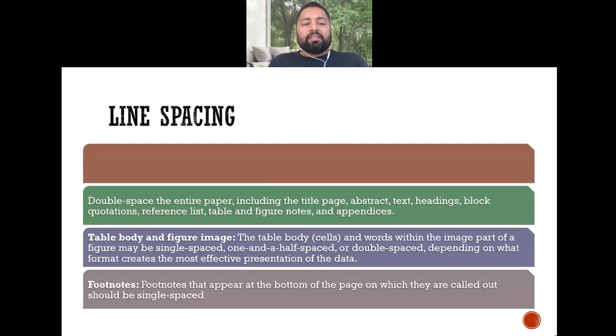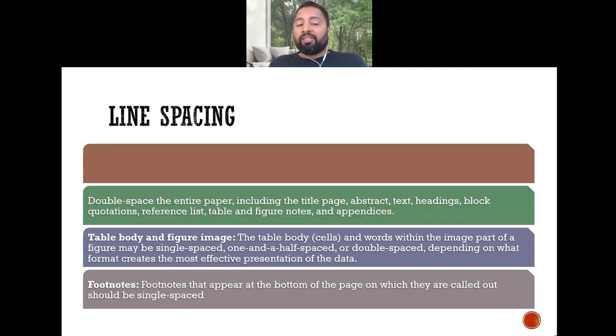So, line spacing. Double spacing the entire paper is very important. Line spacing must be double for the entire paper, including the title page, abstract, text, headings, block quotations, reference list, table and figure notes, and appendices, all in double spacing. Then table body and figure image: table body cells and words within the image part of the figure may be single spaced.